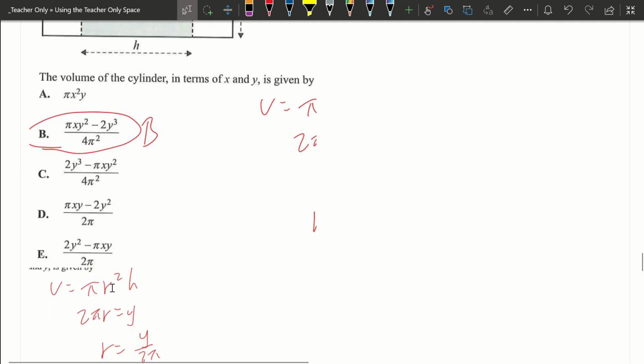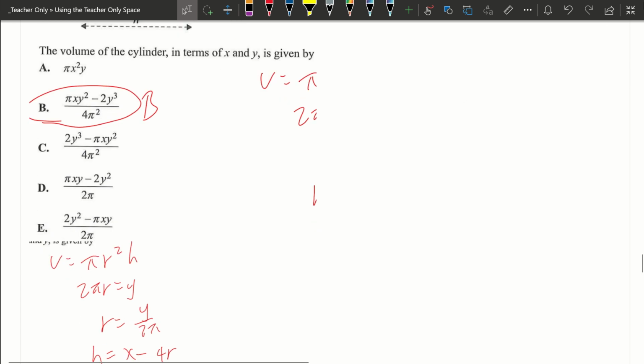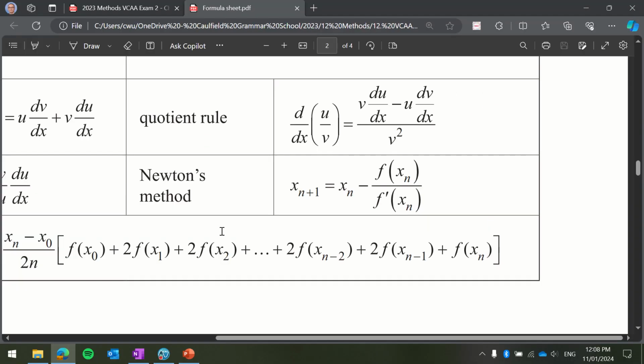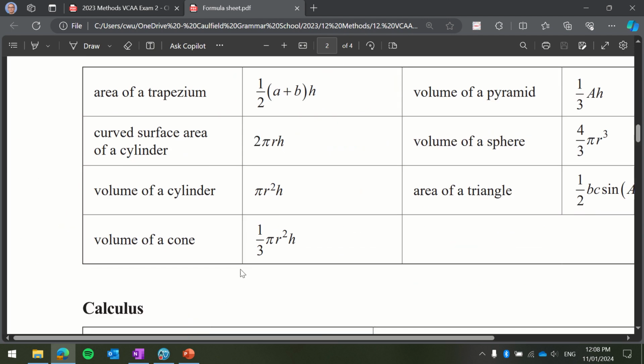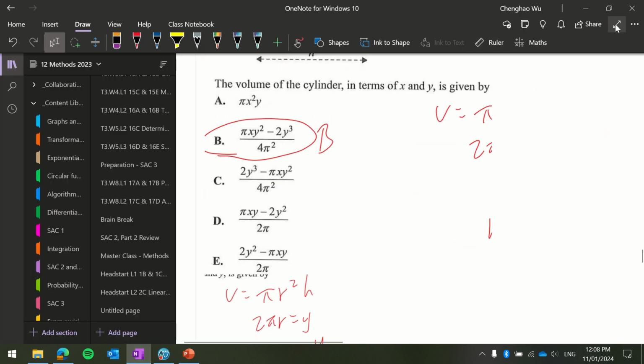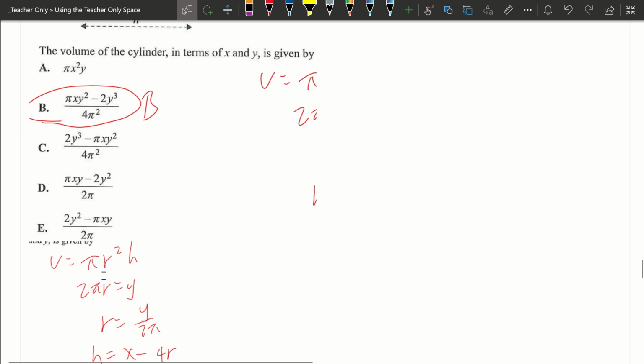Well, the volume is pi r squared times h. I think it's in the formula sheet also. Yeah, pi r squared times h. And you don't have to memorize it, of course. Pi r squared is just the area of the circle. So you get the area of the cross section, which is the area of the base, and then you times the height.